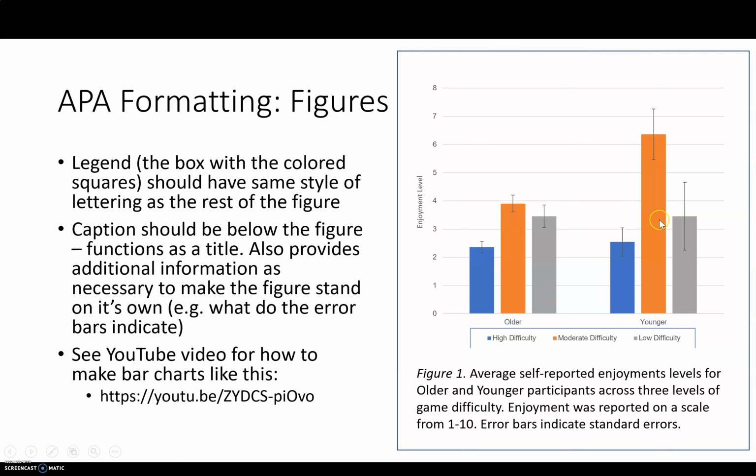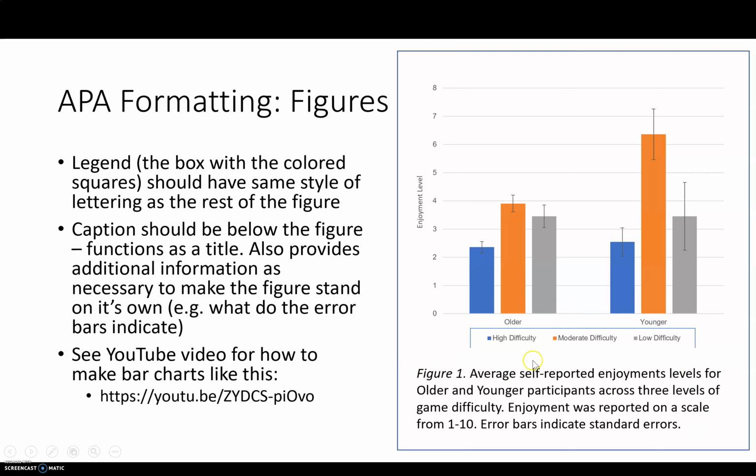The error bars are typical as well. This right here in the blue box is your legend. There may be ways that you can structure a bar chart where you don't need a legend. If you have enough of the labels under the bars, then maybe it would be fine. But I think it's better in this case to have a legend because it prevents you from having to write high difficulty twice. Here you just have to write it once. Same with moderate and low.